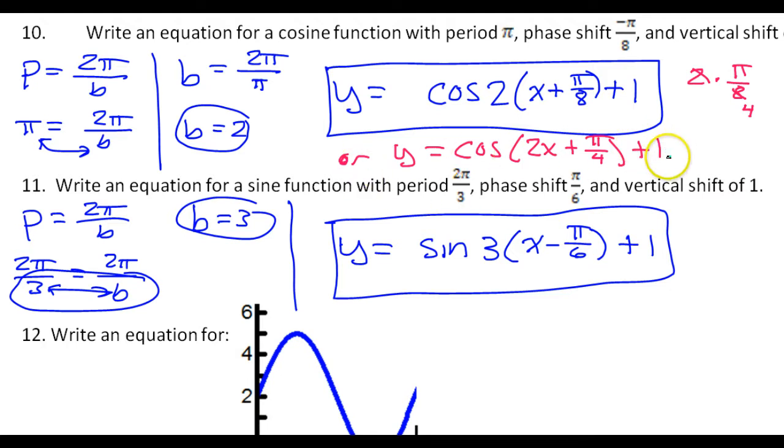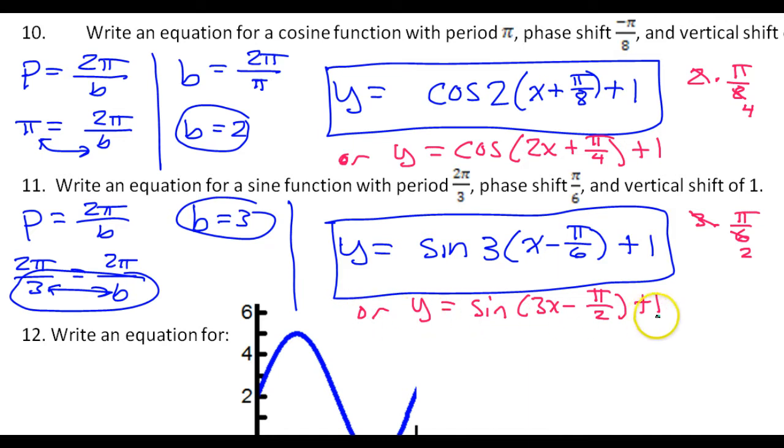So you could write it this way, and on problem number 11, you could have written y equals sine. So putting the 3 on the inside of the parentheses requires the distributive property. So that would be 3x. And over here, if I've got 3 times pi over 6, 3 goes into 6 twice. So that would give me minus pi over 2 plus 1. So this pink version is the same as the blue.